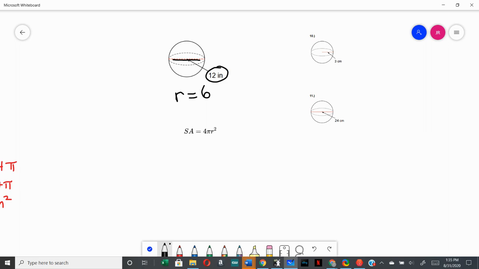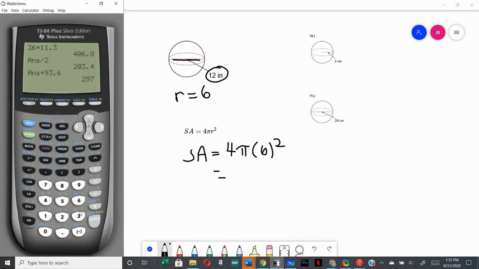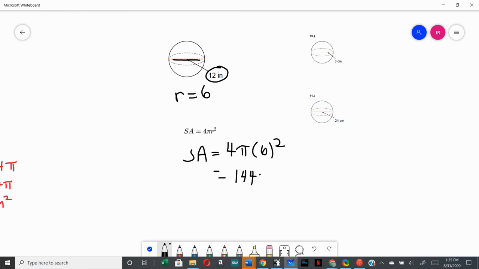And so to find the surface area, there is no lateral area. That's 4 times pi times 6 squared. So that's 36 times 4, which is 144 pi. And that's going to be inches squared. So I hope this helps you with the lesson on surface area.